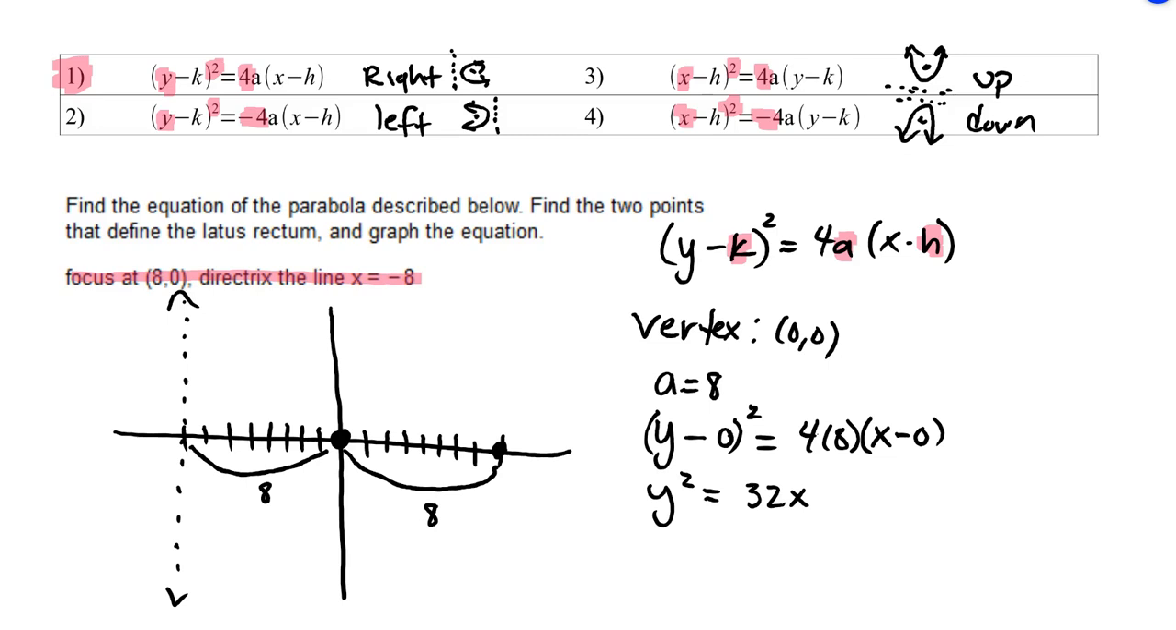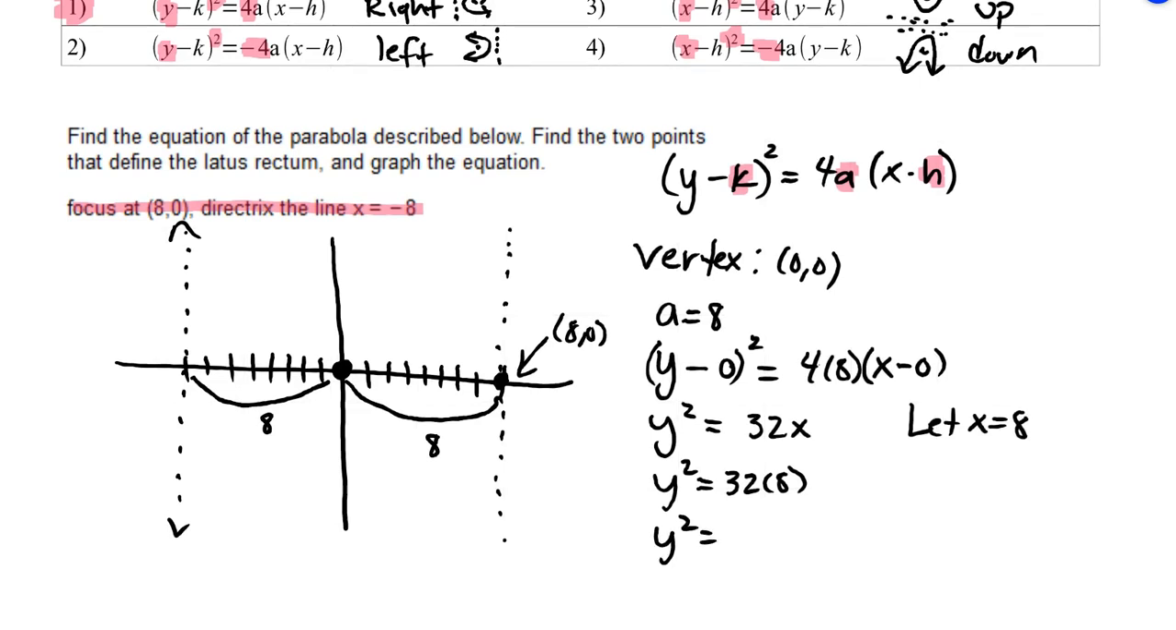Then we want to find the points that define the latus rectum. So the points on the latus rectum, these are the points that line up with your focus. So in my equation, I'm going to let x be equal to 8, because of the focus being the ordered pair (8, 0). If I substitute that in, I'd get y squared equals 32 times 8. 32 times 8 is 256, and then I can take the square root of both sides and get y equals plus or minus 16.